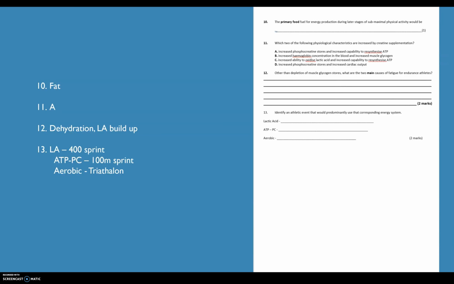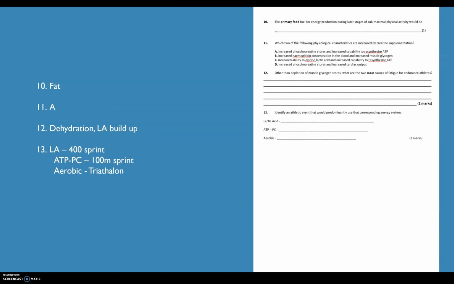Other than depletion of muscle glycogen stores, what are the main 2 causes of fatigue for endurance athletes? In the later stage of endurance events, there would be some sort of lactic acid build-up, depending on the intensity they're going at. They might be going up a hill or chasing a pack or things like that. But also dehydration would be a cause of fatigue.